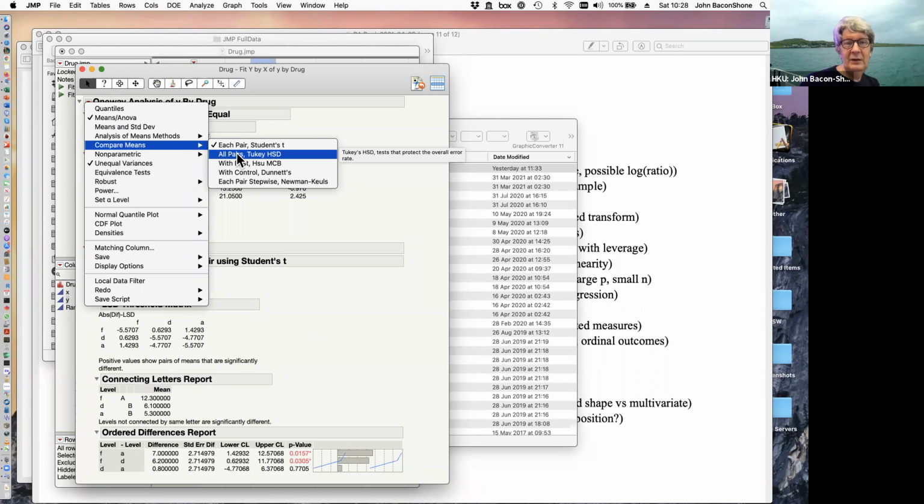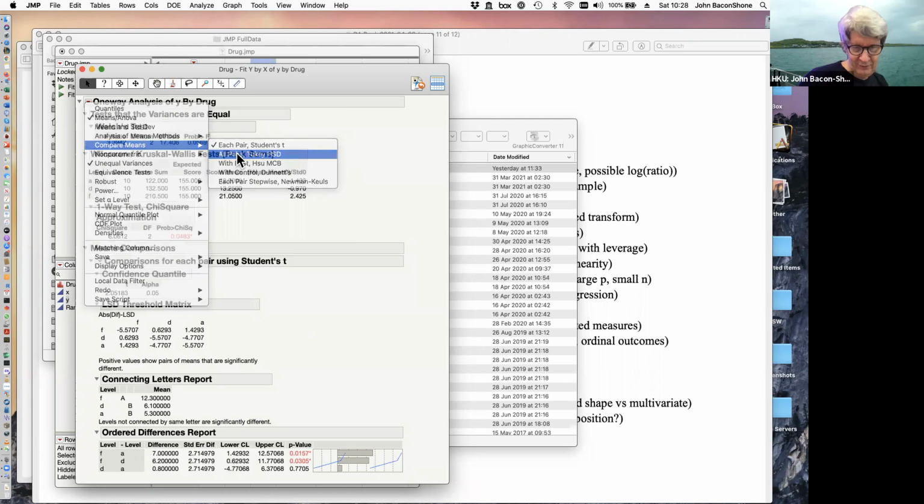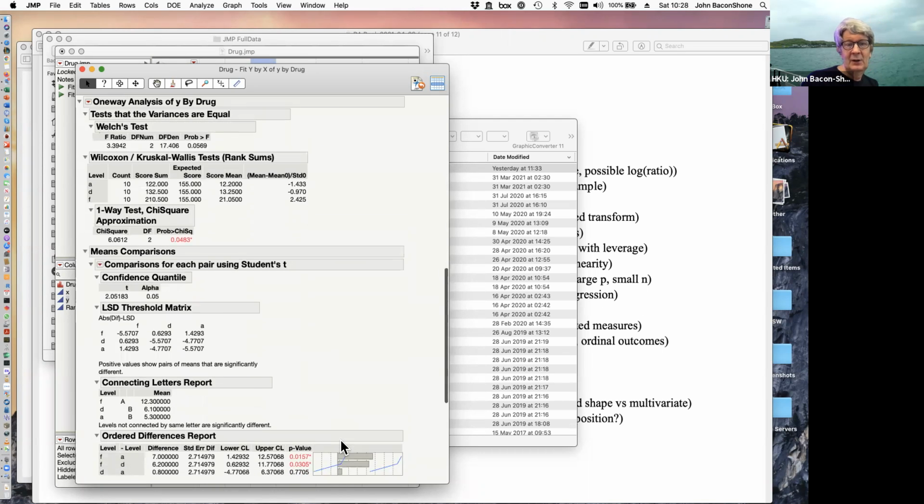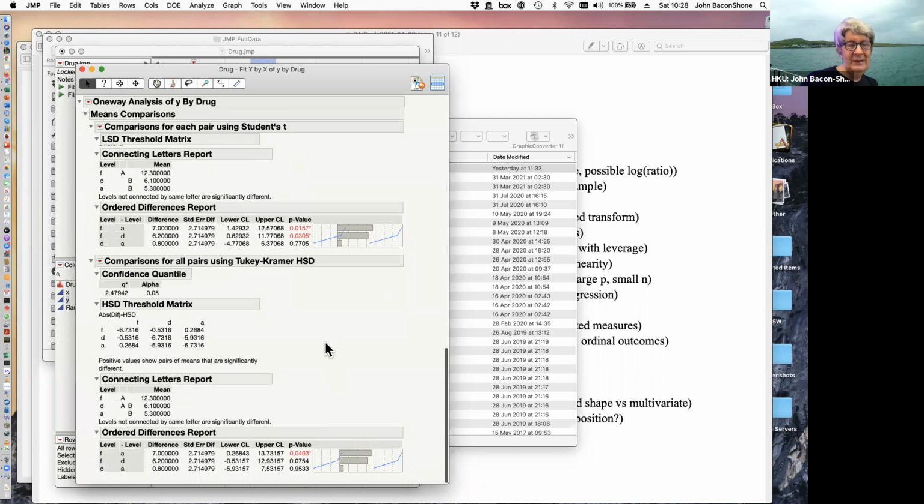I love Tukey's naming. He always had wonderful names for the things he came up with. HSD stands for honestly significant difference. It's basically saying we need to account for the fact that we're doing multiple tests. So in fact, if you do the multiple tests, this says drug A is significant at 5%, D is not significantly better than the placebo, because both of these, after we take into account that we're doing 3 tests and not 1, the observed significance level obviously goes up.